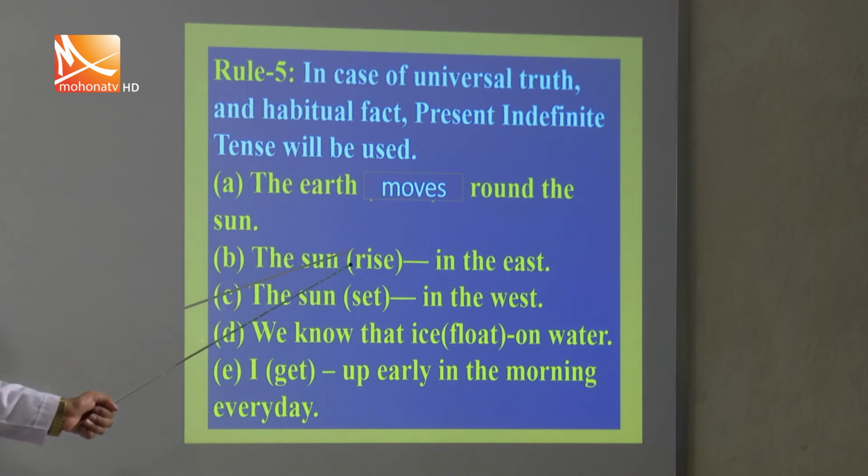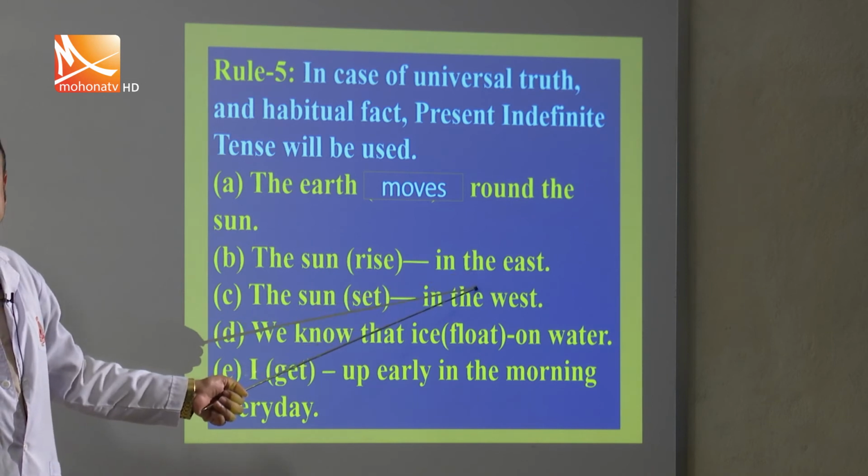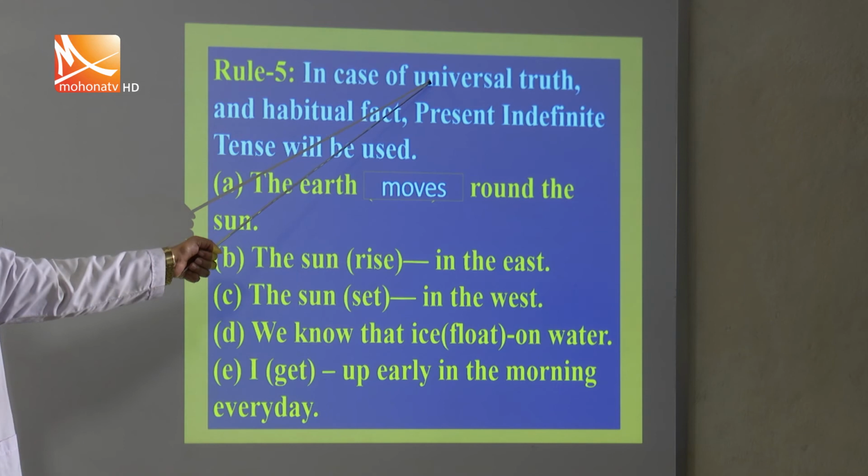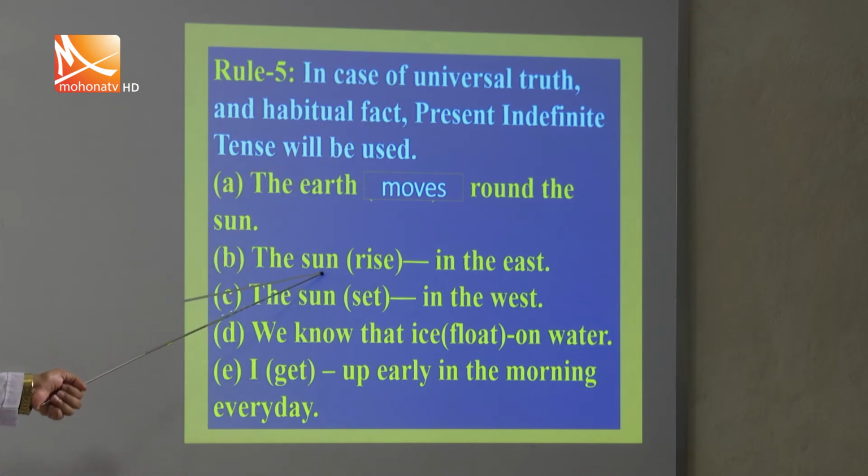Next sentence, the sun rise in the east. So, this is also a universal truth, my student. The sun being third person singular number, we have to use here s or es with the main verb.